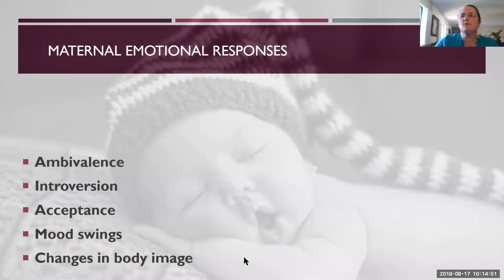So there are some different maternal responses that can be happening. She might be ambivalent to the pregnancy. She might be very introspective and wanting to do things the same as her parents or different than her parents. She might be accepting and excited about the pregnancy. She might have mood swings between all of these things, and that's normal. This is the process of becoming a mother. And then as her body starts to change, she may become more emotional about that as well. Some women's self-esteem is very much tied to what they look like.